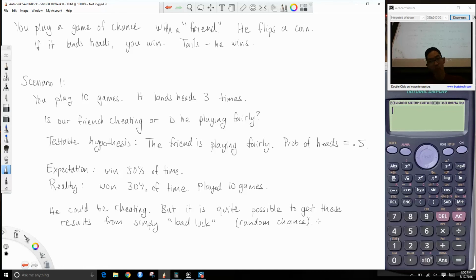Because if I had you all flip coins right now, some of you would get only 3 heads out of 10. If I had you flip a coin 10 times right now, some of you would only get 3 heads out of 10. Some of you might even only get 2 heads out of 10. And that could happen quite a bit just from random chance. So at this point, we don't have any evidence to convince us that he's cheating.